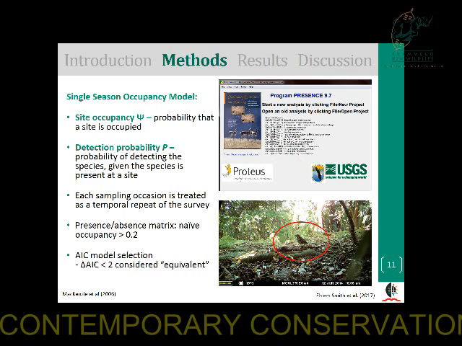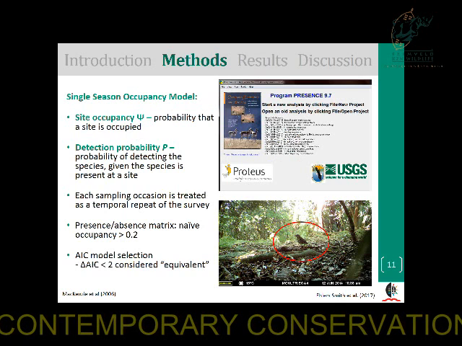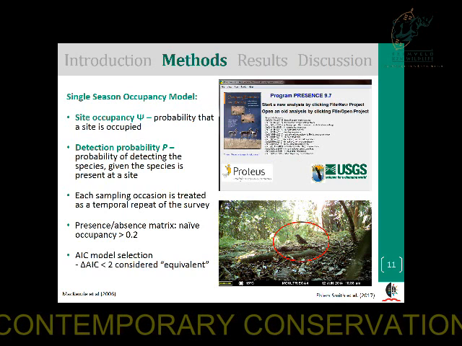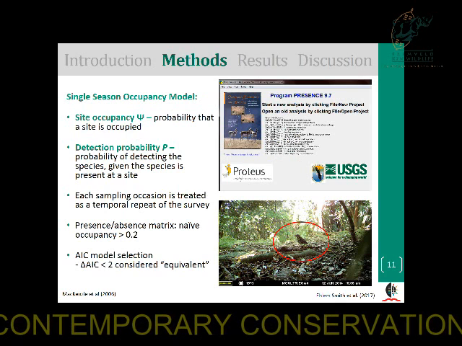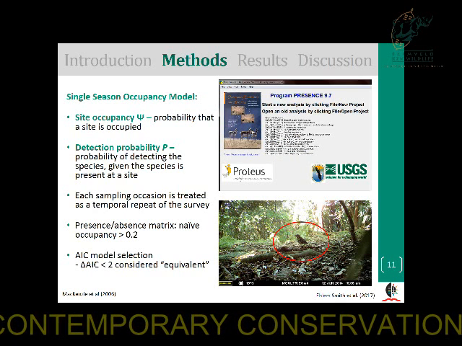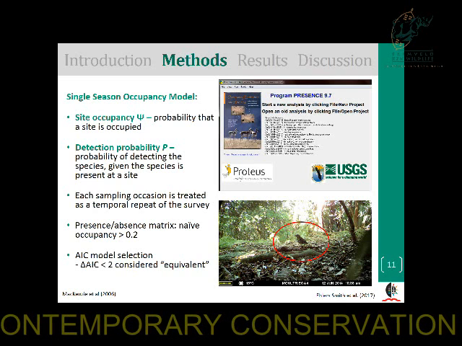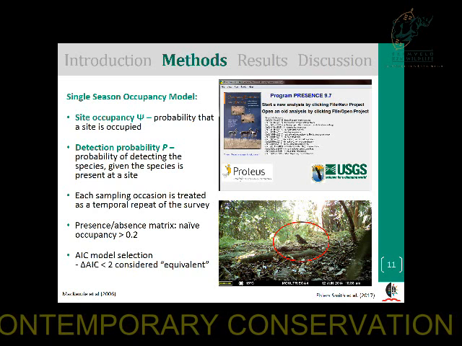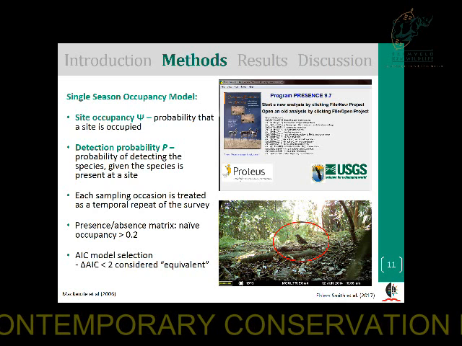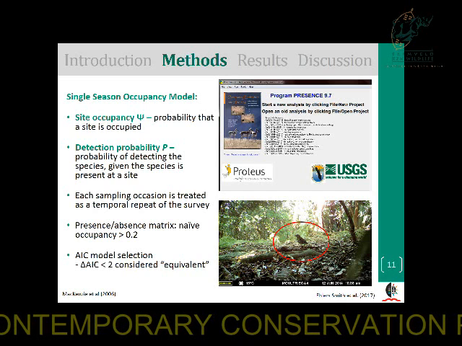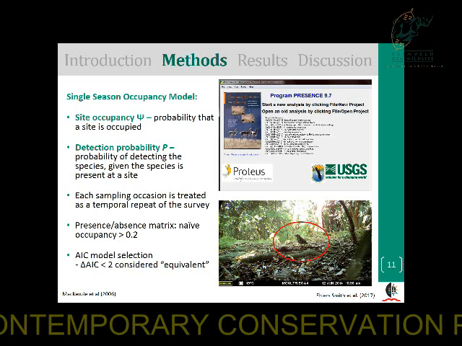So we used all of these covariates in our modelling regime within programme PRESENCE, same as we've seen already, to determine the site occupancy, the probability that a site is occupied, and the detection probability, the probability of detecting the species given that this species is present at the site, within a single season occupancy model.